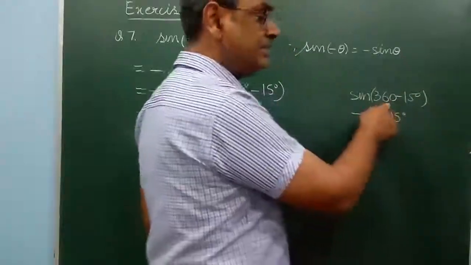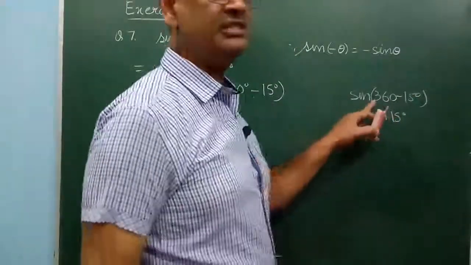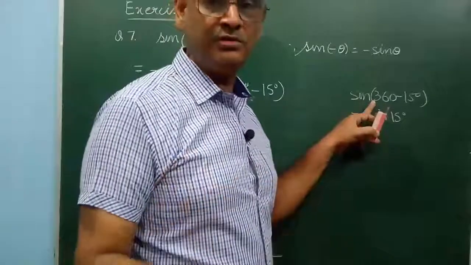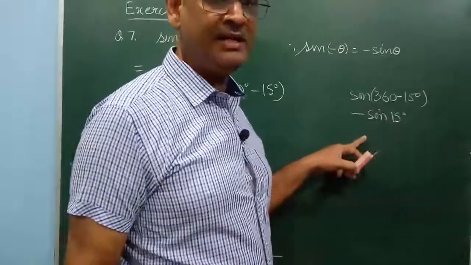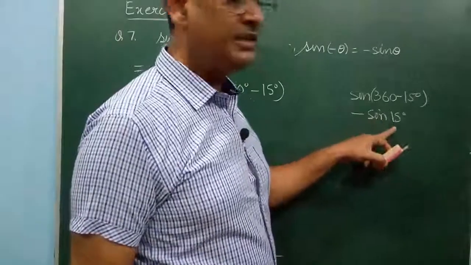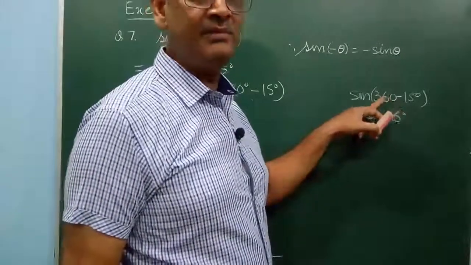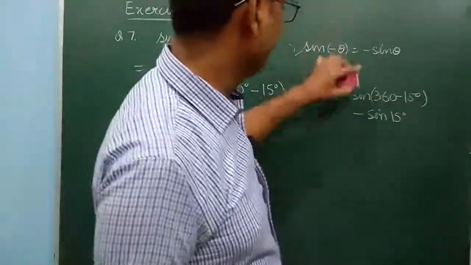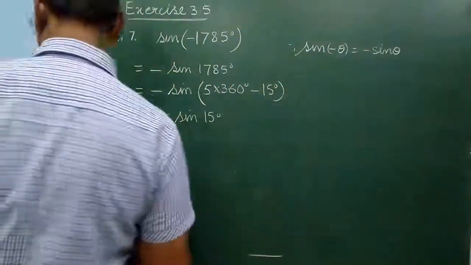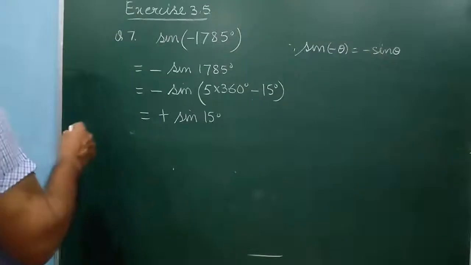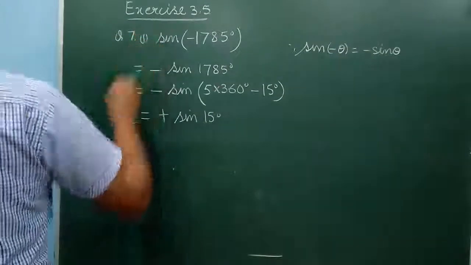So whether it is 360 or 2 into 360, 3 into 360, 4 into 360 or 5 into 360, in all cases it will be minus 15 degree, because in each case it will be in the 4th quadrant. So here we have got plus sine 15 degree. So this is the answer for the first part.